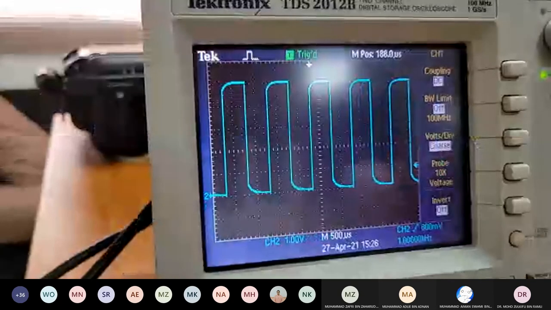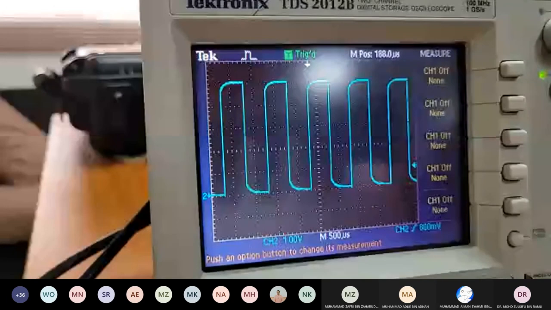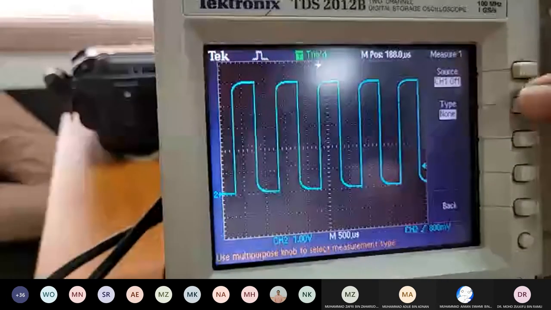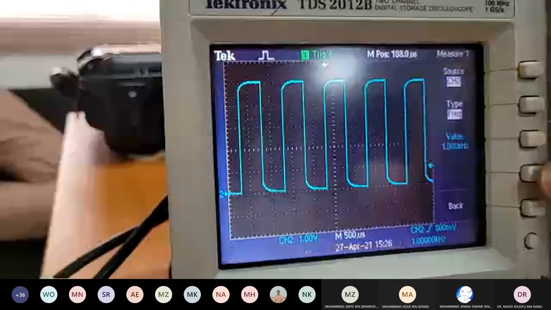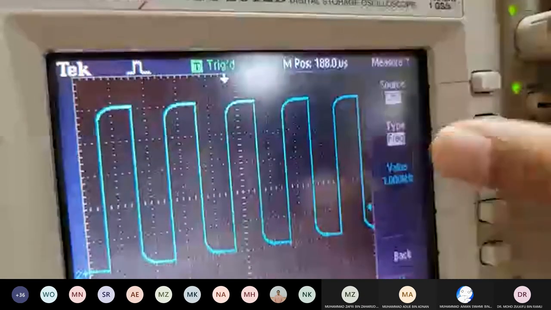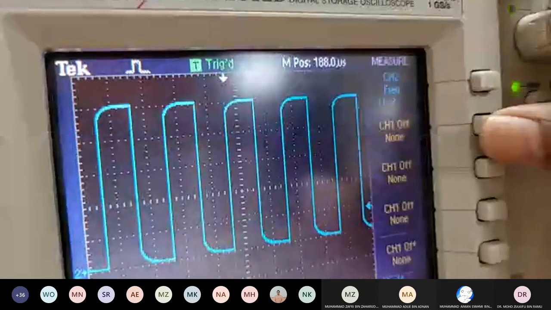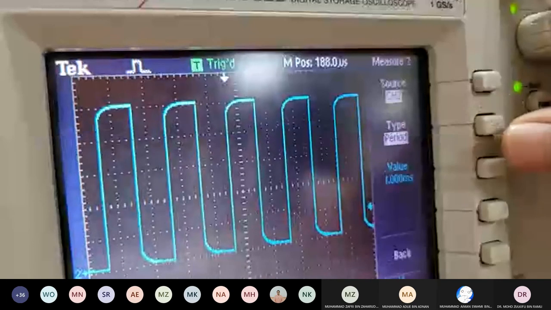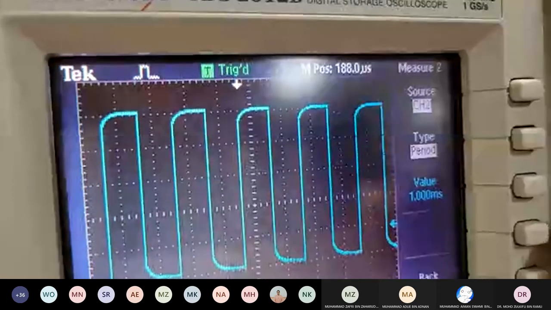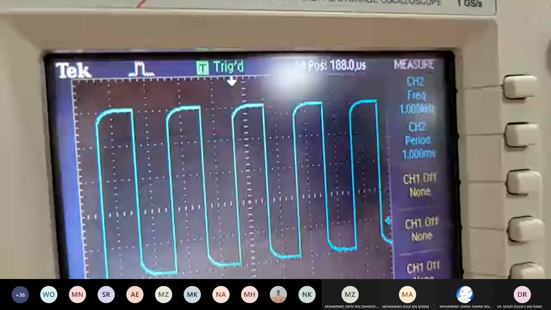And then for digital oscilloscope, we have automatic measurement. Kita boleh measure, we can measure frequency automatically. Channel 2. See the value is 1 kilohertz. Kita boleh tambah lagi apa benda kita nak. We can measure period automatically. So this is advantage of digital oscilloscope.